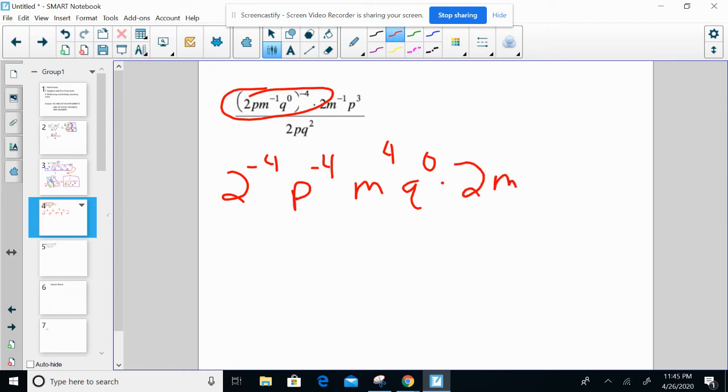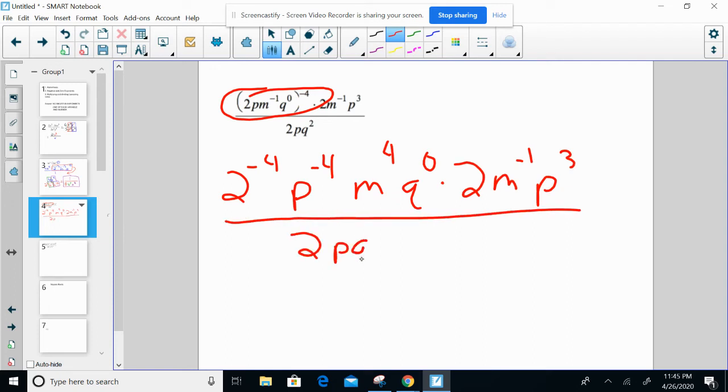Everything else will stay the same for now. We're just dealing with the exponent outside of the parentheses. Parentheses are now gone, though. All right, next, negative and 0 exponents.